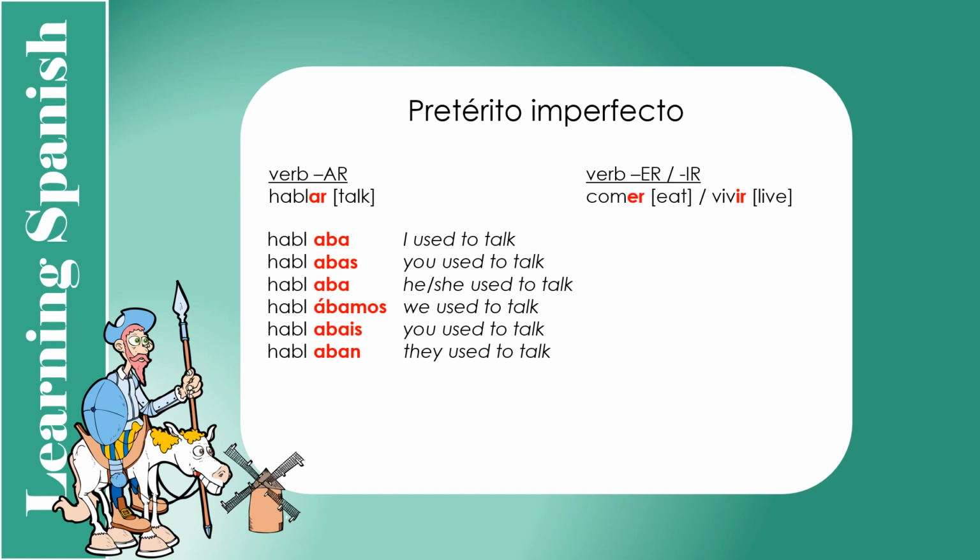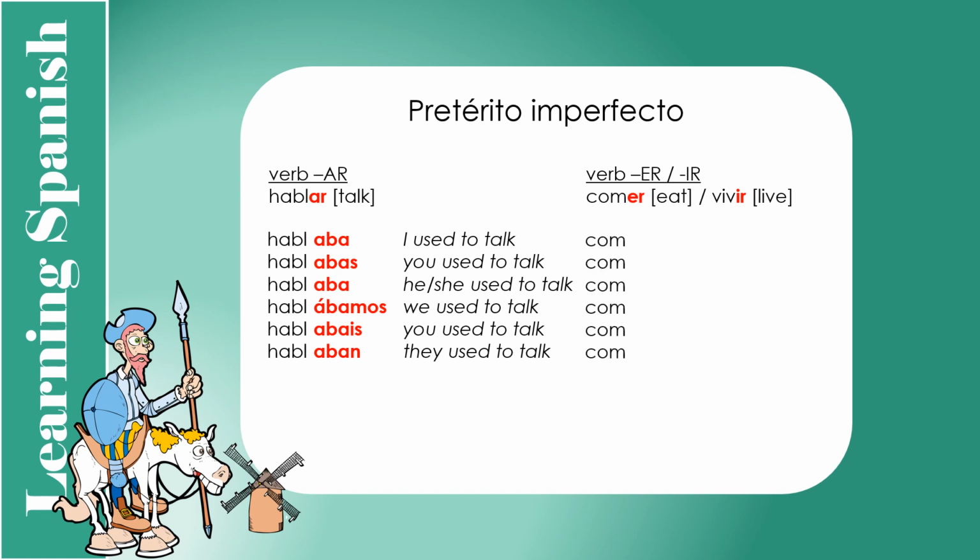Now important to notice is that both the first person singular yo and the third person singular él, ella, usted have the same ending. So in this case you will need extra information about the subject in order to know who the subject of the sentence is.